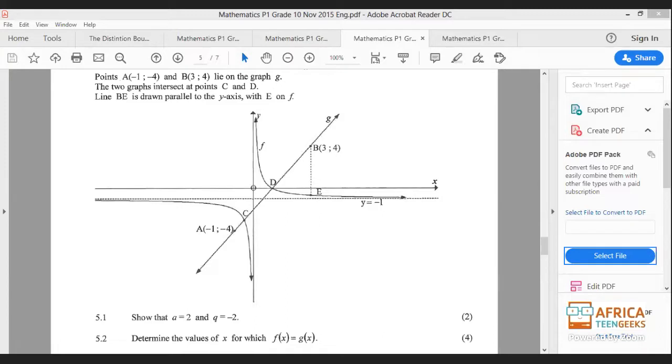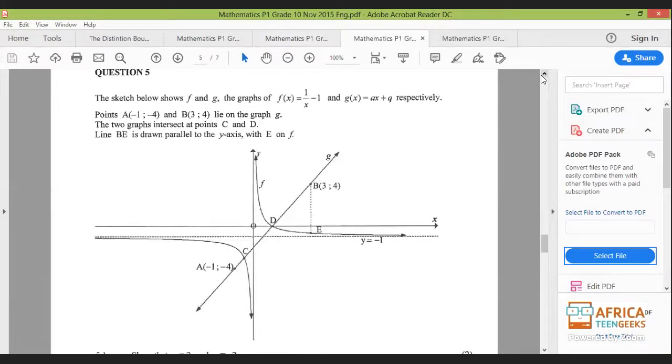Can you please explain to us? So the first step I did, I said 1/x minus 1 equals 2x minus 2. What is 1/x? It is the graph for f of x. It's called f of x, isn't it? Yes, f of x, right?